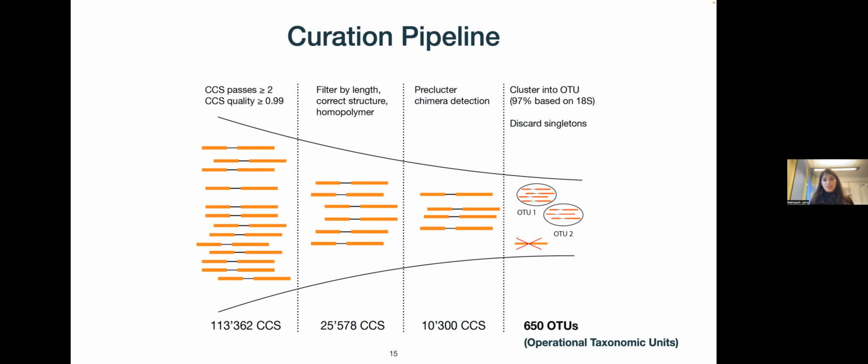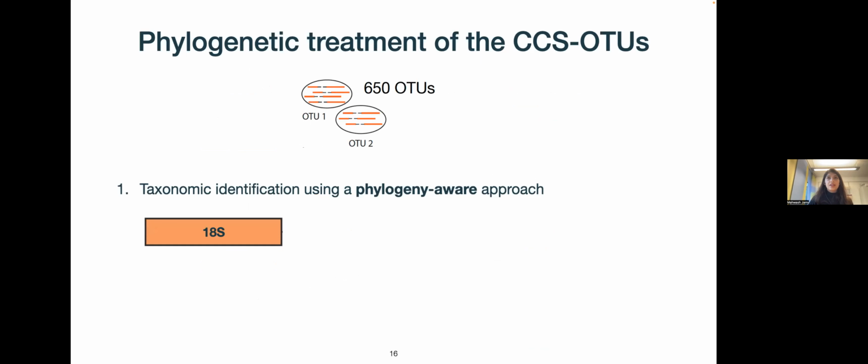And then we clustered our 18S and 28S sequences into operational taxonomic units, or OTUs, at 97% similarity based on the 18S gene. After discarding singletons, we ended up with 650 OTUs from our 3 soil samples. We then treated these 650 OTUs in a phylogenetic framework. And the first thing we wanted to do was to identify these sequences. What groups did they belong to?